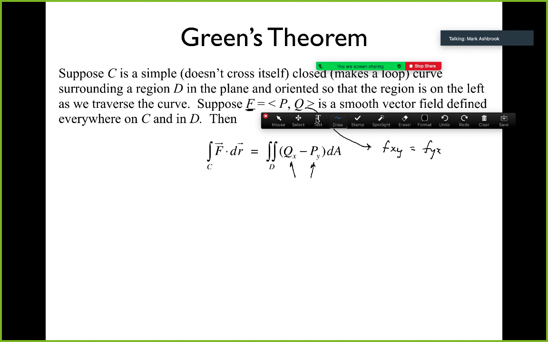And so what would that be? What is fxy? Well, here this would be like fx, so we would want py. And this is like fy, so we want qx. And so if that's true, if the derivative of p with respect to y and the derivative of q with respect to x are equal, that means we have some function f, some potential function, and we would say we have a conservative vector field.